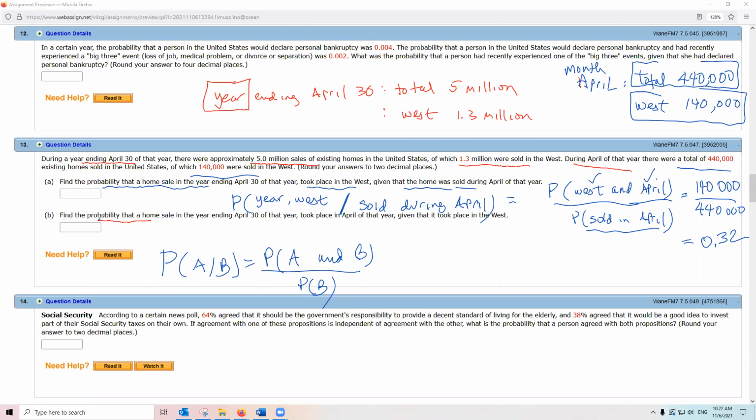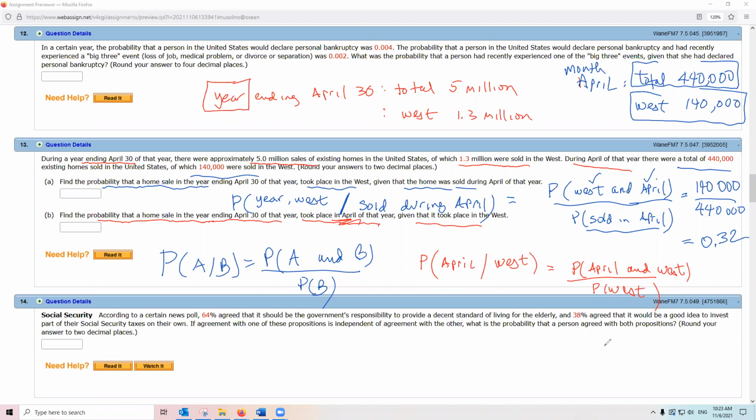Part B says find the probability that a home sale was in the year ending April 30th. It took place in April, given that it took place in the West. So what they're asking me here is what's the probability that it took place in April, given that it was a home sale that took place in the West? All right, so I'm going to write this. This is going to be the probability that it was in April and in the West divided by the probability that it was in the West.